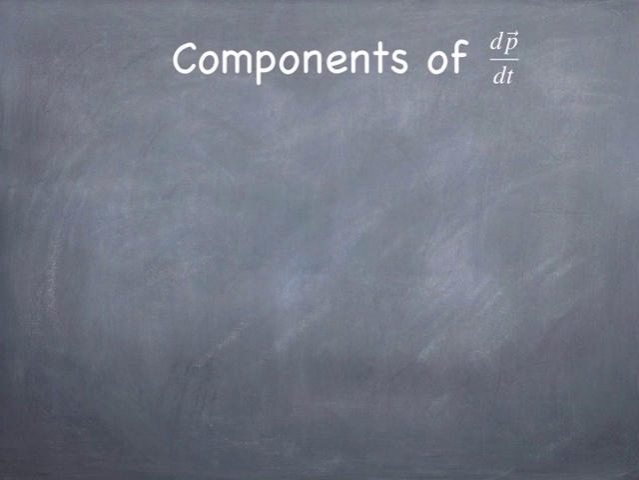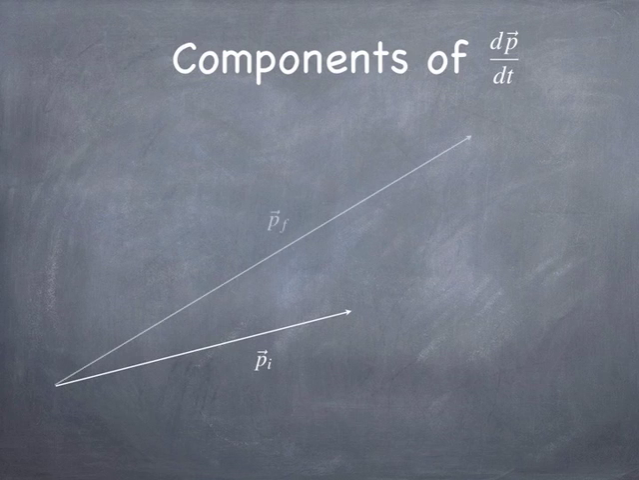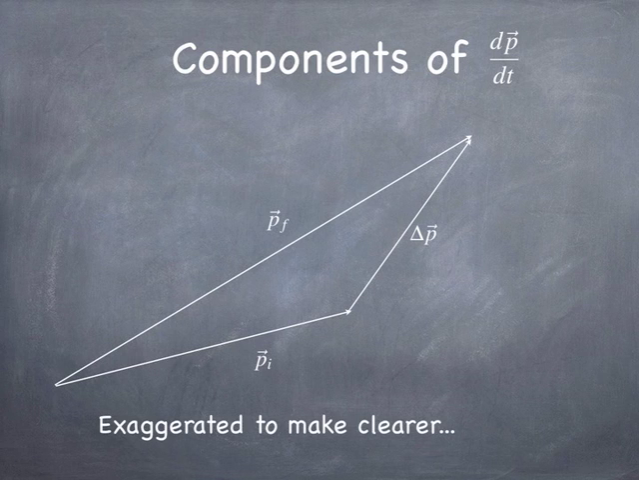Okay, let's talk about the actual components of the rate of change of momentum. Suppose you have an initial momentum vector pointing in some way, and then over the course of some period of time, the momentum changes by an amount delta p. Now I'm drawing the picture big with a large change in momentum in order to clarify the components of the change in momentum. But in the end, we take the limit as the time interval becomes infinitesimal, which means that these relationships that we develop are going to become exact.